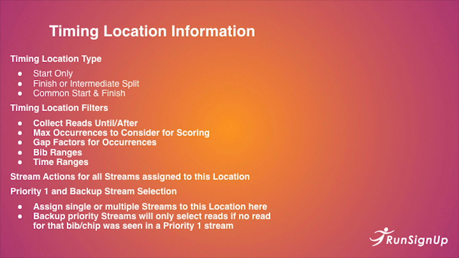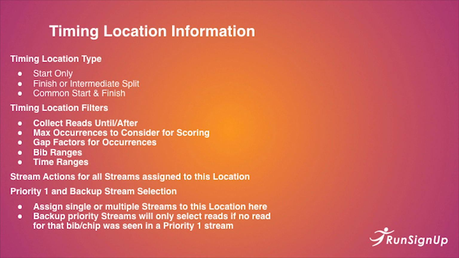And if you were doing common start and finish, or finish or intermediate split, you would see finish reads after a certain date and time. In addition to that, we have filters around bib ranges and times between. So you can have multiple filters of bib ranges, multiple times between for each location you have. We're pretty flexible with the amount of filtering we allow you to do here.